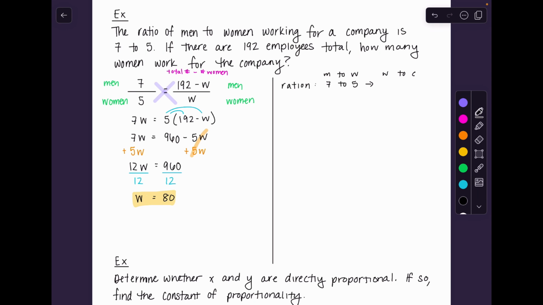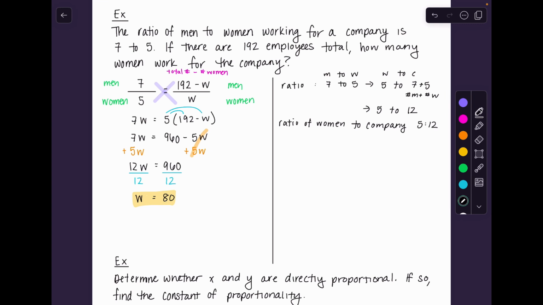So I'll call it C, right? So there are 5 women to every, and now I'm going to add these 2 together to get the total number in the company. So it's the number of men plus the number of women. So really, I can change this ratio to 5 to 12 to get the total number of women to the company. So, and I spelled ratio wrong up here. I'm not an English person. So the ratio of women to the company is going to be 5 to 12.